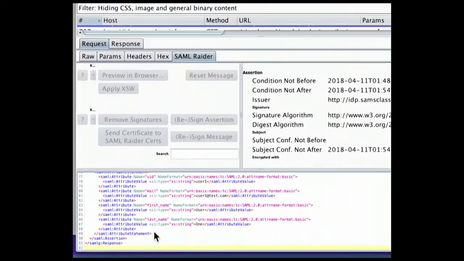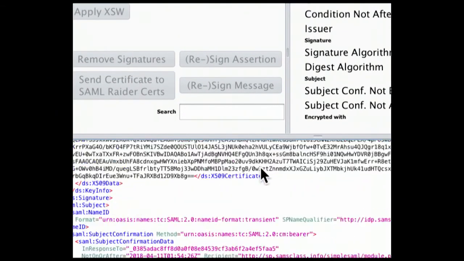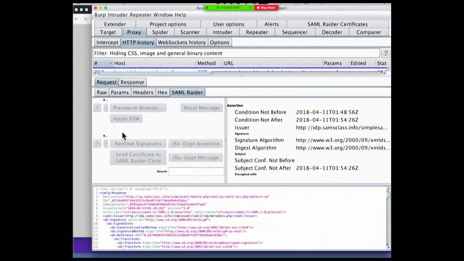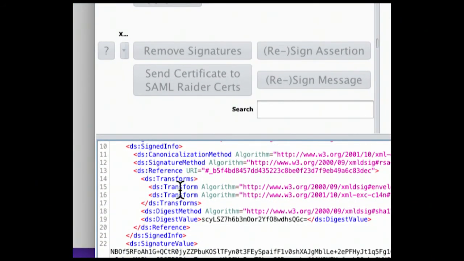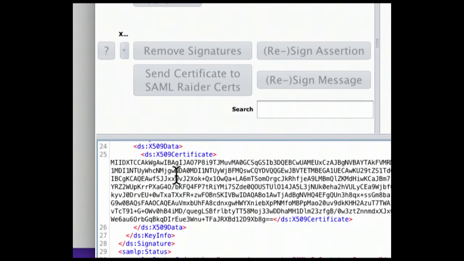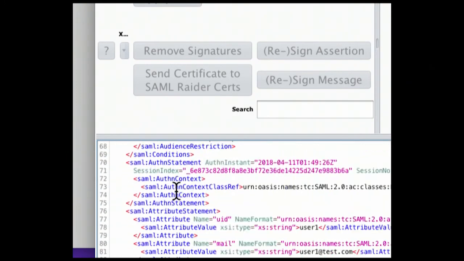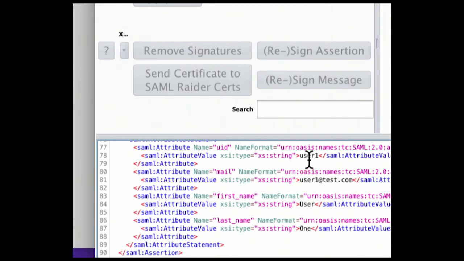All right, anyway, it's XML. So it looks like HTML. It is a format that starts with XML, and everything has opening and closing tags. And down here you have signatures and certificates that prove who you are. And at the bottom you have what it proves. I'm user one with user1@test.com and so on. So this is your proof of who you are.